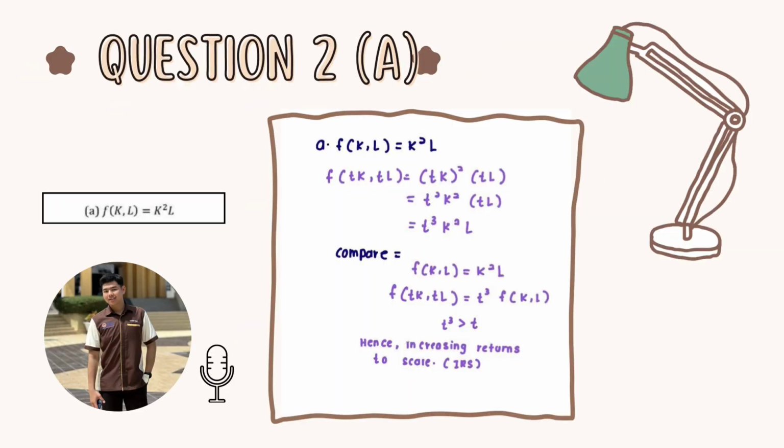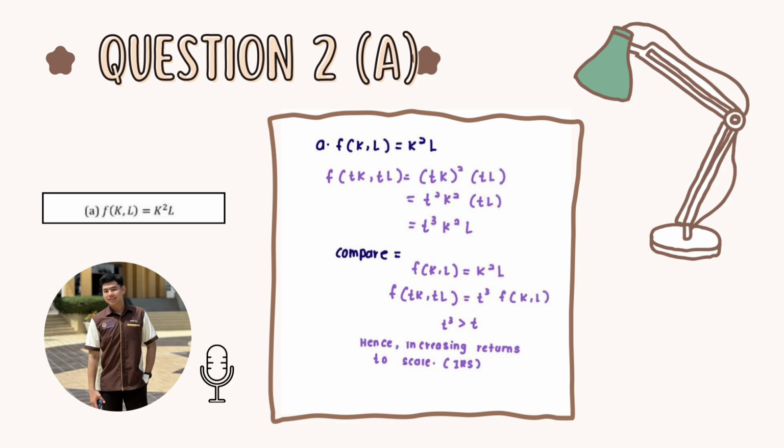Now, I will explain question 2a. The production function is f(k, l) equals k squared l. To find the returns to scale, we increase both inputs, capital and labor, by t. So, we need to replace k with tk and l with tl. So we get f(tk, tl) equals (tk) squared times (tl).